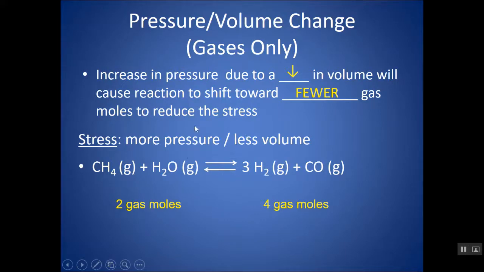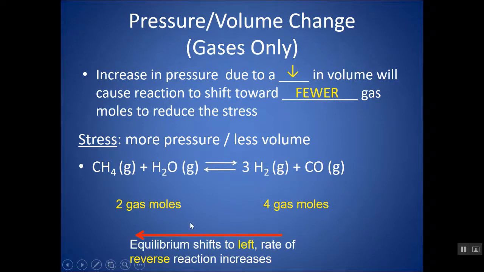So if I have more pressure or less volume, I have less room for these gas molecules, I'm going to shift to the side that produces less moles. So this would shift to the left. So I'm not using multiplication for this situation, more away, less toward. For pressure volume, I am going based on the number of gases. If I have less volume, I need to shift to less gases. If I have more volume made, then I can shift to the side with more gases.